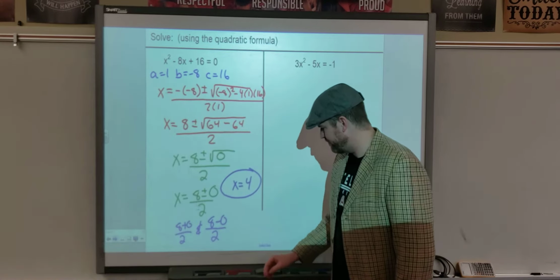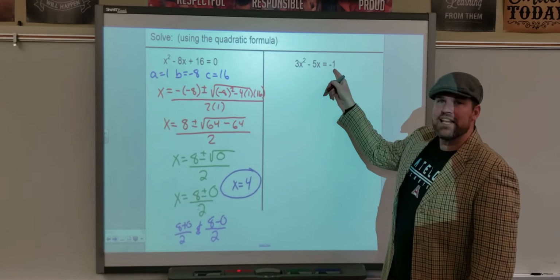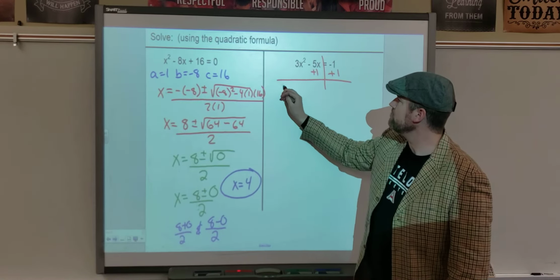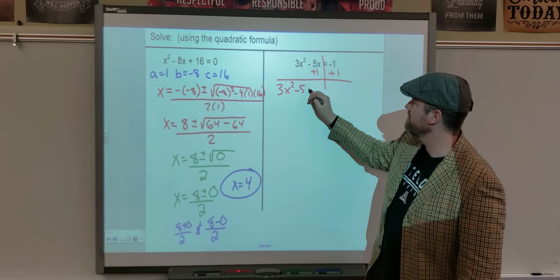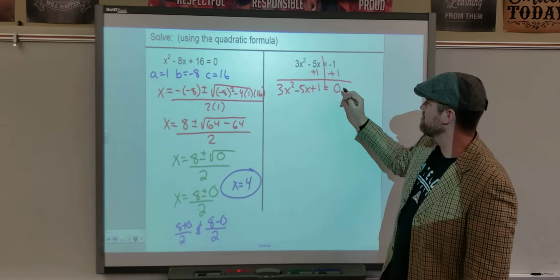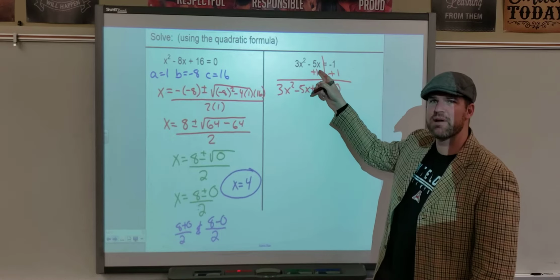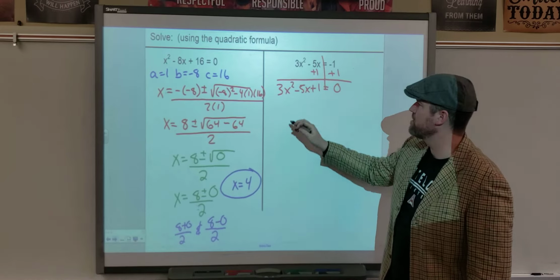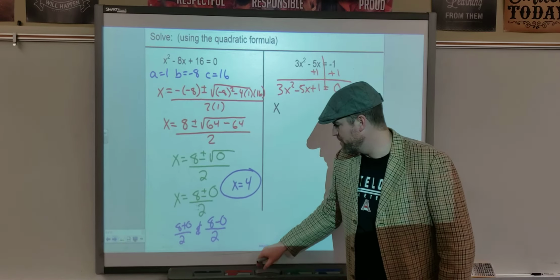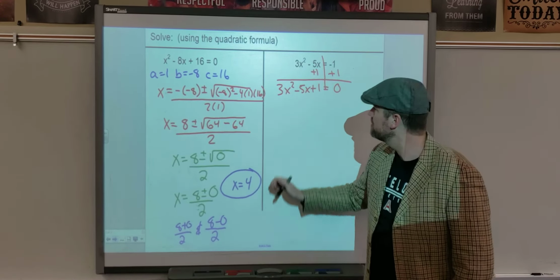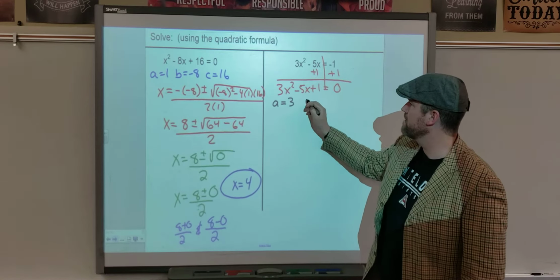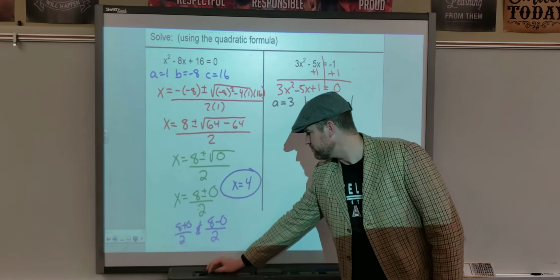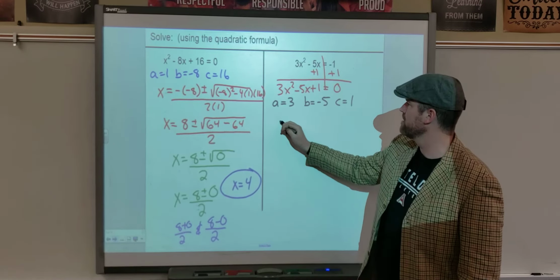All right, last example from me. We need it equal to 0, so we're going to go ahead and add the 1 to both sides. 3x squared minus 5x plus 1 equals 0. Again, I put the 1 in the back because it's my c value. There was no variable attached to it. Write out the quadratic formula. Sorry, before we do that, identify A, B, C. A equals 3, B equals negative 5, C equals 1. Plug it into the quadratic formula.